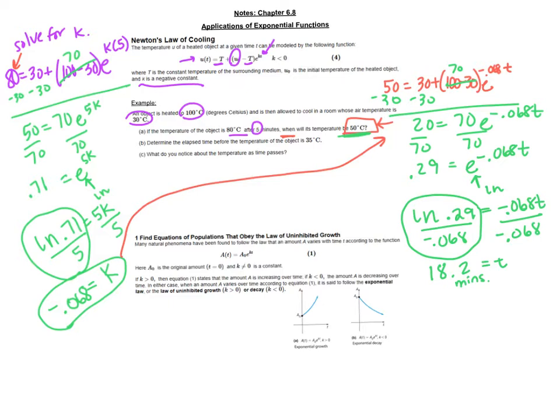All right. So now that we've done part A, let's look at part B. It says determine the elapsed time before the temperature of the object is 35. Now, remember this K is a constant. So once we have found K, that is what we will always use. Just like we're always using that 100 is our mu, our 30 is our T. Now we also have that our K is this negative 0.068 because it's a constant.